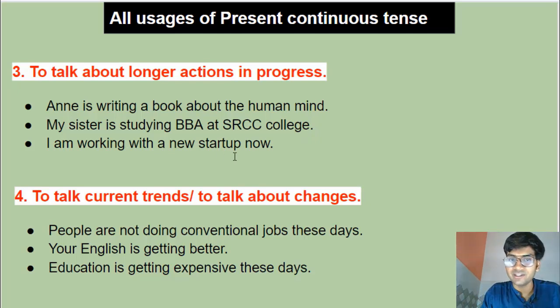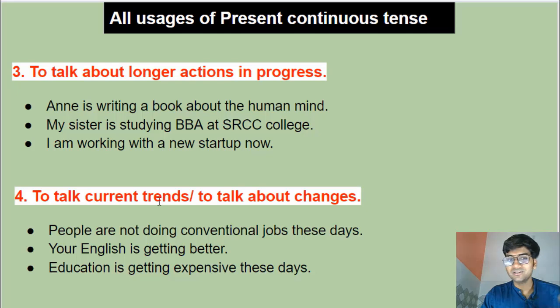I am working with a new startup now. I am working with a new company now, right? This is a longer action. Working with a company is a longer action. And it's on. I am working with a new startup now. But I might not be in the company right now. I might be at my home, which I am, okay? So understand this. Here we talk about actions that happen for days, and to talk about these actions, we use present continuous tense because these actions are in the process, okay?